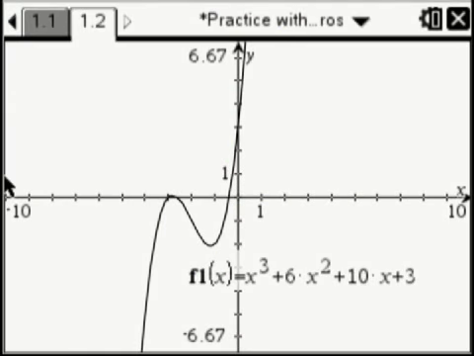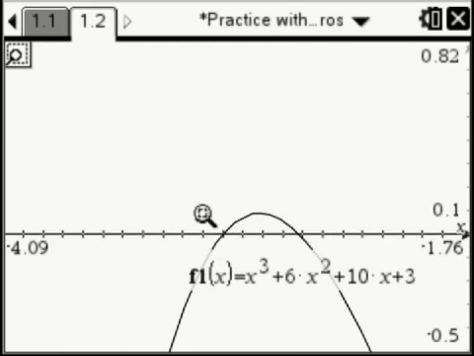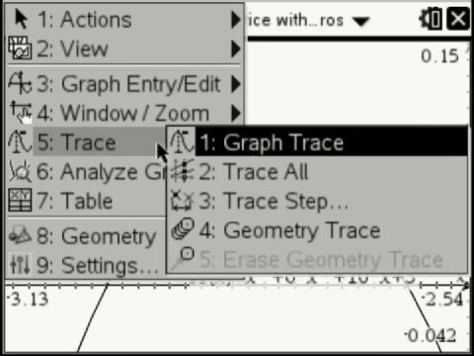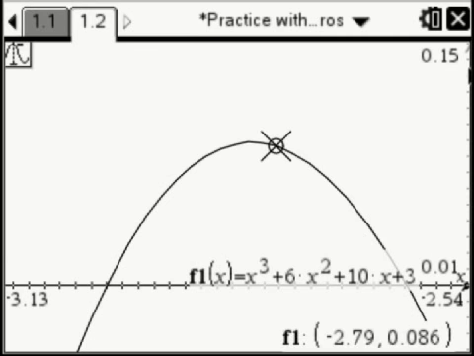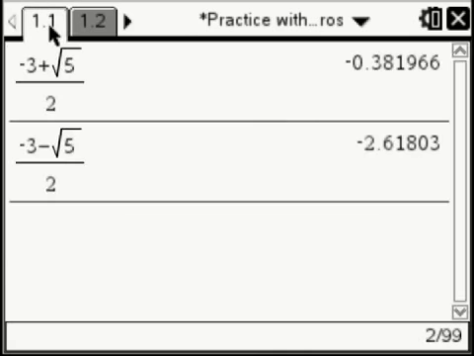graph. Let's see. Looks like there are two zeros here. It looks like it hits the x-axis twice. I'm going to zoom. Oh, this is one of those situations that actually hits it twice. So if I trace this, let's see, the 0 on the left is negative 3. So that one I knew.